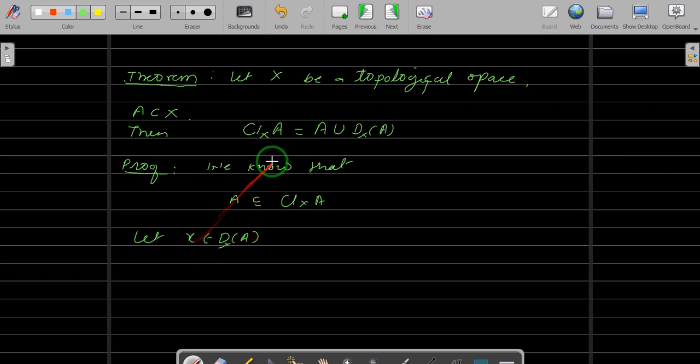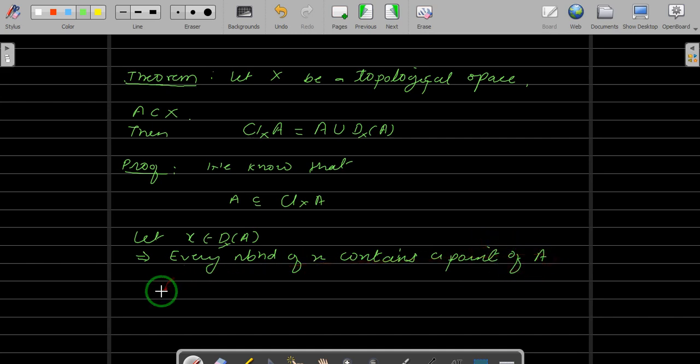We need to show that this X belongs to closure of A, and we are done. To this we will just use the definitions. So this X belongs to derived set of A implies every neighborhood of X contains a point of A other than X. This definition we know, right? X is the limit point of A.